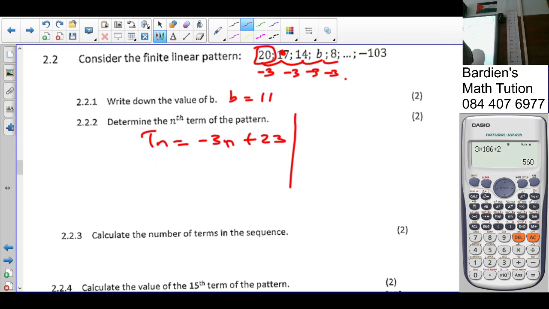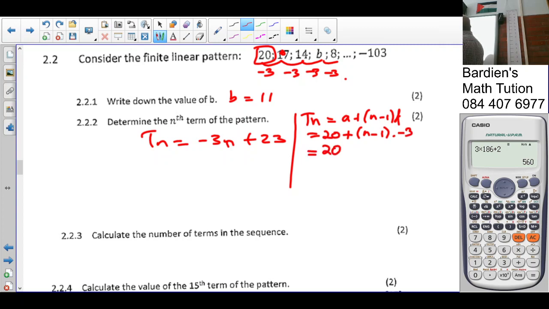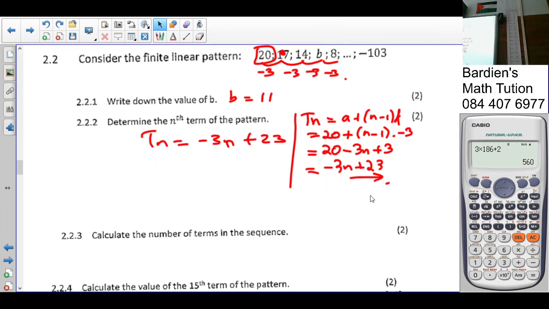Otherwise, if you're going to follow the formula, no problem. Tn is equal to a plus (n minus 1) d. What's your a value? 20. So it's going to be 20 plus (n minus 1) times negative 3. So it's 20 minus 3n plus 3. So it's negative 3n plus 23. You all okay with that?